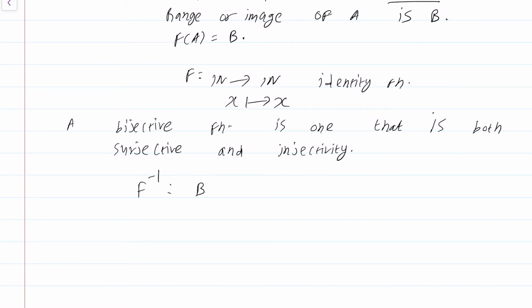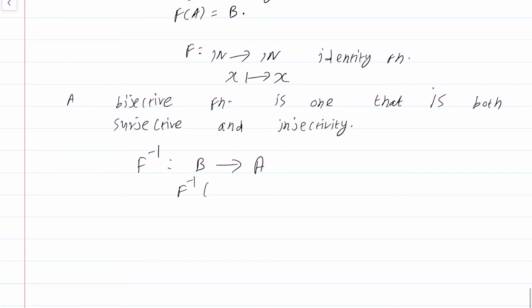The inverse function f inverse is a function from B to A, and it's defined like this. F inverse of y is the unique x such that f of x equals y. Why is this x unique and why does such an x exist? Well, the uniqueness comes from injectivity, and the fact that there is such an x comes from surjectivity. Every element in the set B, in particular the element y, will have at least one preimage by surjectivity, and this preimage has to be unique by the fact that f is injective. So this is called the inverse function.